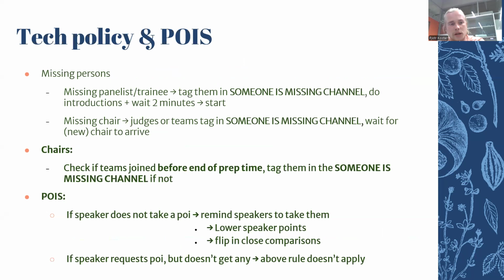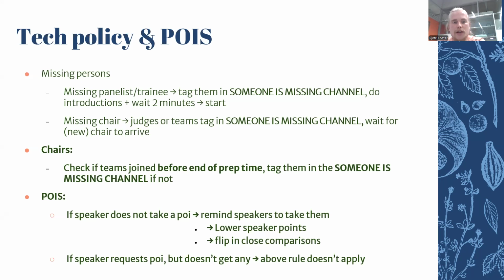Okay, now tag policy and PYs. When there is a missing person, if there's a missing panelist or trainee, you should tag them in the someone-is-missing channel. The idea is to already do this before the end of prep time. So if one or two minutes before the end of prep time someone still isn't there, you should tag them to make sure they are there before the end of prep time. If they're still not there after the end of prep time and you have waited 2 minutes, then you can start the debate, and you should notify the tab that they haven't shown up.